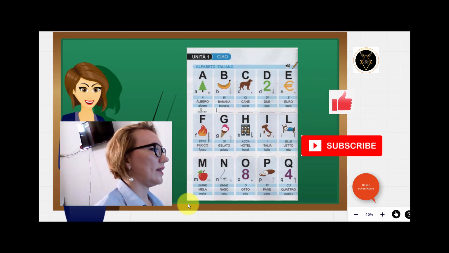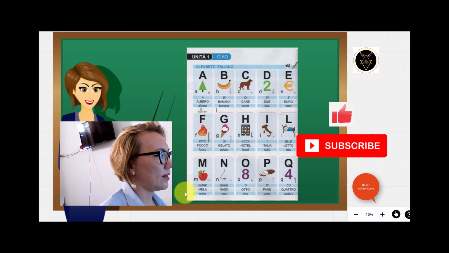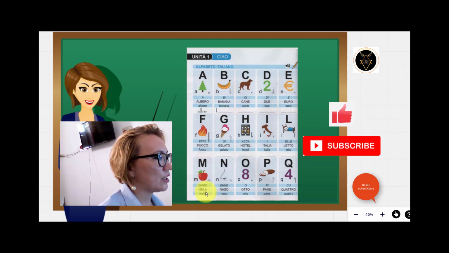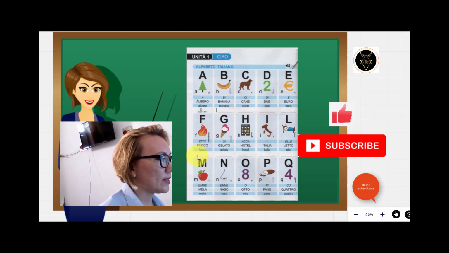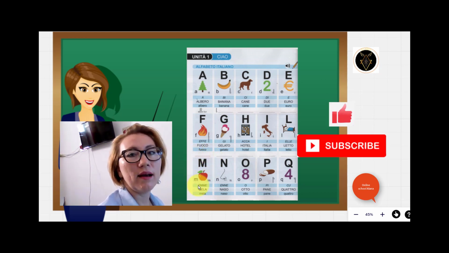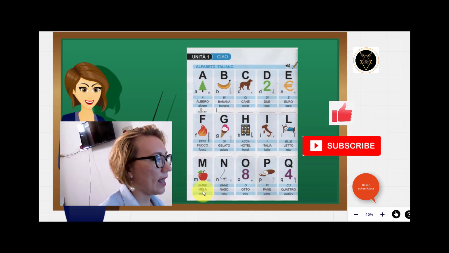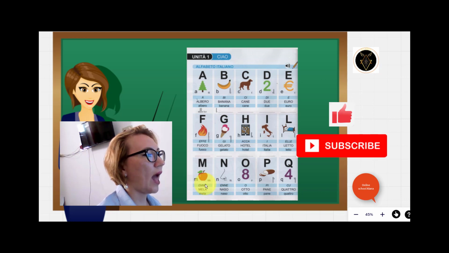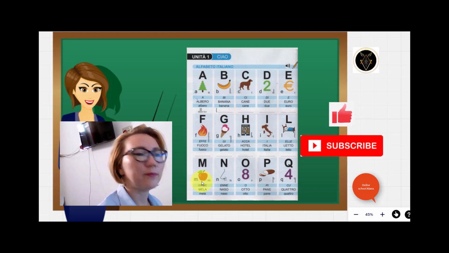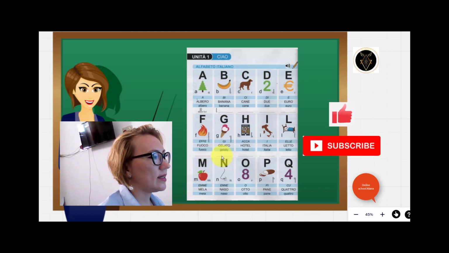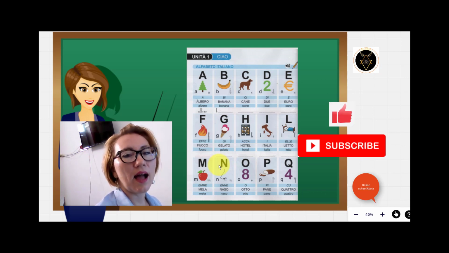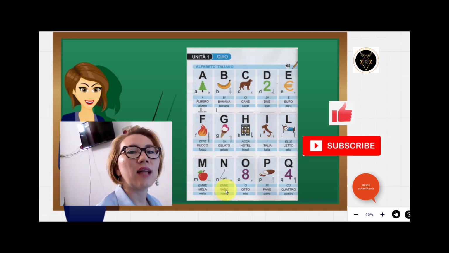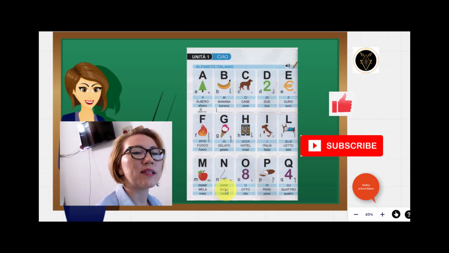And the last line has 5 letters as usual. So the first letter is M, and example is mela, that means an apple, mela. The next letter is N, and our example is naso, that means a nose.